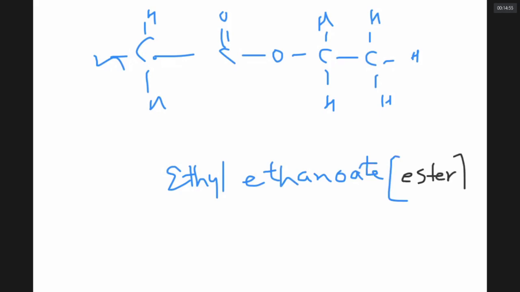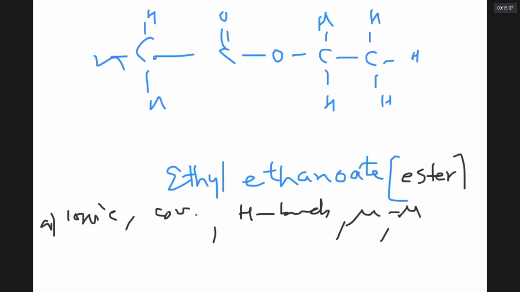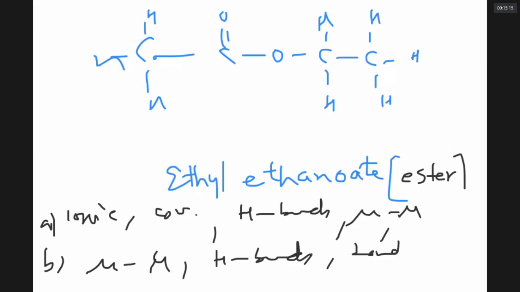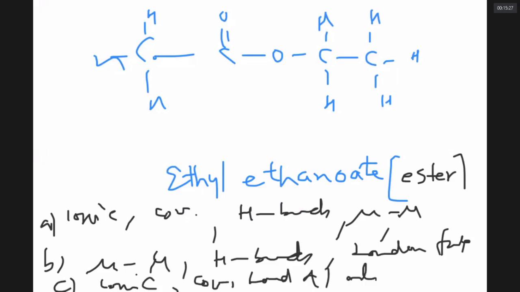Now, the type of bonds it has: ionic, covalent, hydrogen bonds, dipole-dipole. Second option, dipole-dipole, hydrogen bonds, and London forces. Third option, ionic, covalent, London. Fourth option, only London forces. What type of bonds does the liquid ethyl acetate have at room temperature? That's the question. Number 2.